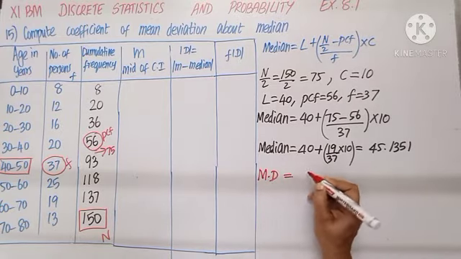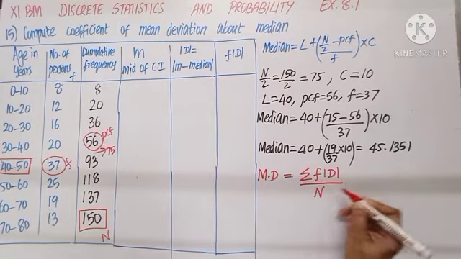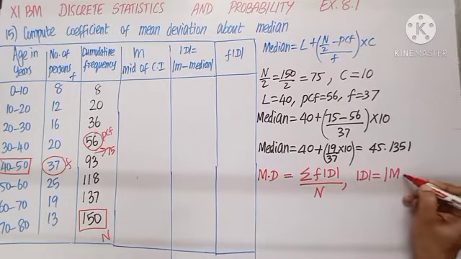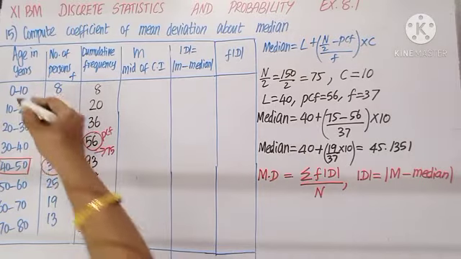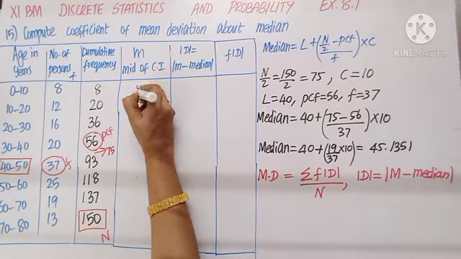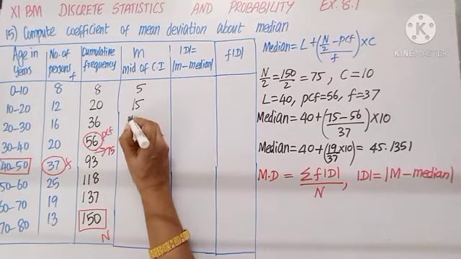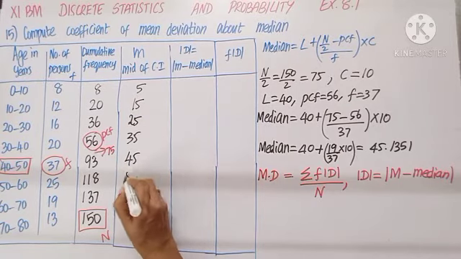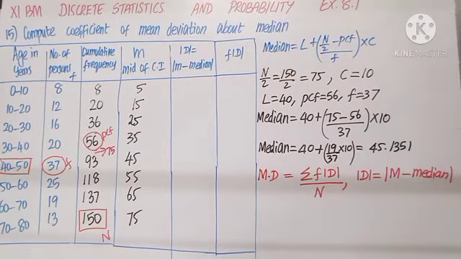To calculate mean deviation, what is the formula for mean deviation? It is sigma f into d divided by n. Here, deviation is modulus of m minus median. What is m actually? The middle value of the class interval. 0 to 10, middle value 5. 10 to 20, 15. 20 to 30, 25. Calculate in the same way, 35, 45, 55, 65 and 75.